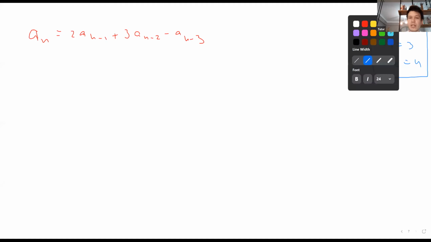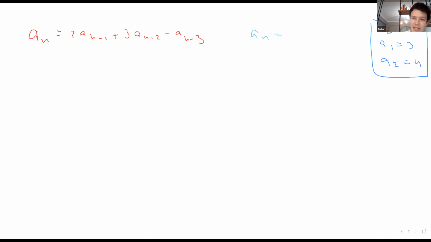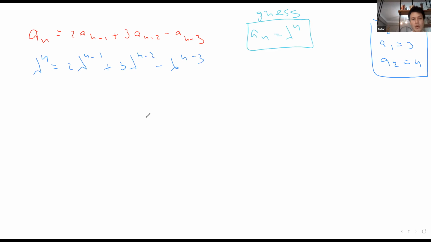How do I solve this? Well, same idea. You just make the guess AN is equal to lambda to the N, right? So you make this guess. So now what do I do with this guess? Well, I just plug it in here. So what is happening when I plug this guess in here? I'm going to get a cubic. So basically, I'm going to get lambda to the N is going to be equal to 2 lambda to the N minus 1 plus 3 lambda to the N minus 2 minus lambda to the N minus 3. So now what I can do is I can just simplify by lambda to the N minus 3, right? So if I simplify that, I get a cubic, right?